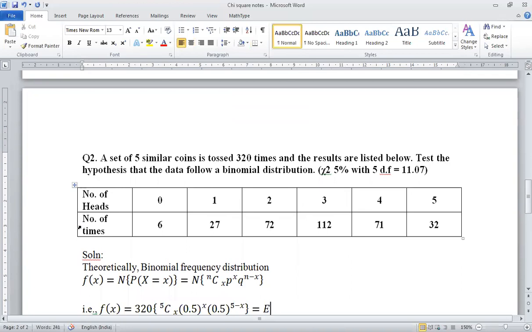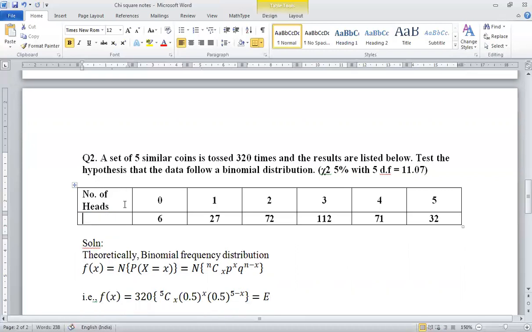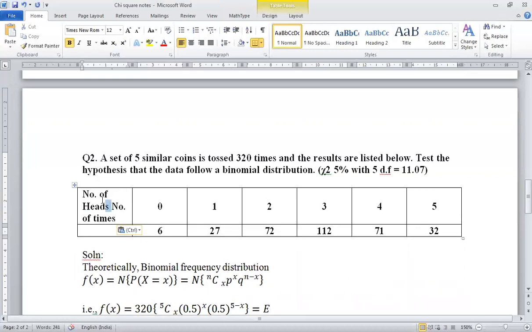For this, we use the formula for binomial frequency distribution, that f of x is equal to N times p of x. For binomial distribution, the formula for p of x is nCx p to the power x q to the power n minus x, where small p and small q represent the probability of success and probability of failure. In this case, probability of success is getting a head, and probability of failure represents not getting a head.